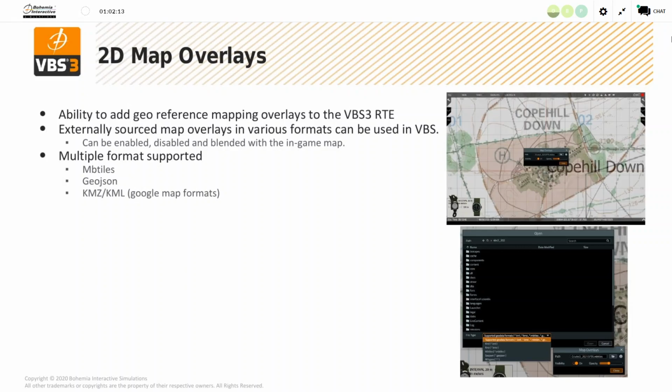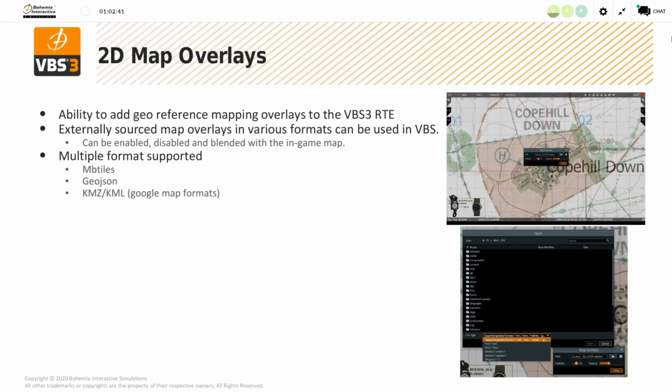Currently, we support MBTiles, GeoJSON, KMZ, and KML. Those Google formats are particularly interesting if you're used to using Google Earth and Google Maps. You can make a drawing in Google Earth, for instance, and then create that as an overlay within VBS. The more normal workflow possibly is to take a standard GeoTIFF and take that into QGIS and export an MBTiles database. That is the standard approach that we use.